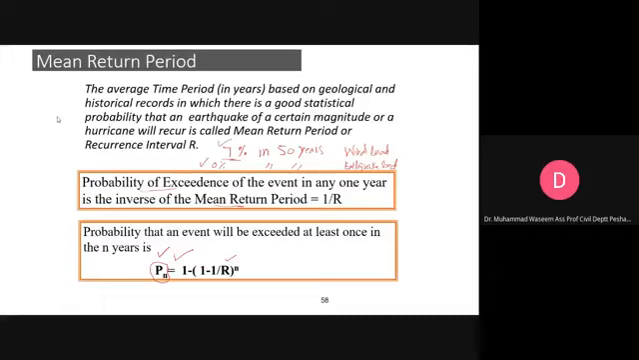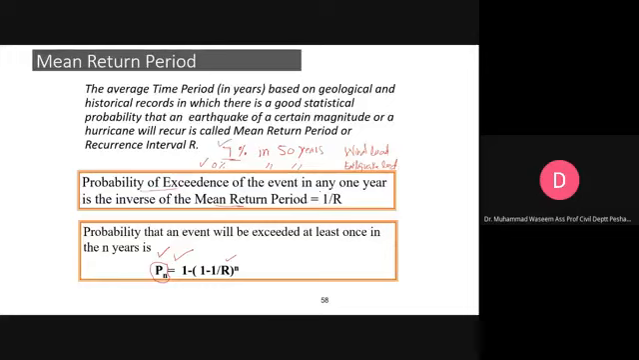Now you will see what a recurrence interval is. Recurrence interval is the time period in which a significant earthquake, hurricane or storm recurs. It is obviously measured in years. What is the probability of occurrence of an event in 1 year? It is the inverse of this recurrence interval. If you take the inverse of the recurrence period, you will get the probability of occurrence in 1 year for that event. This we call the probability of exceedance.